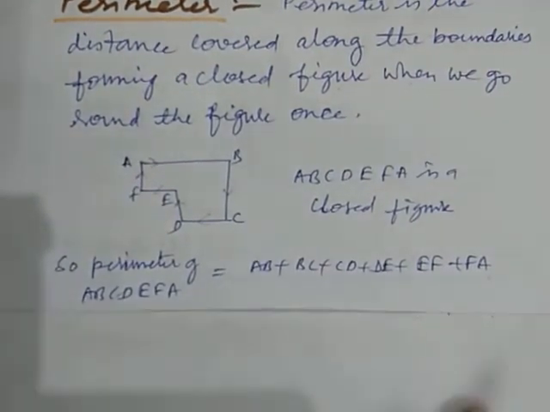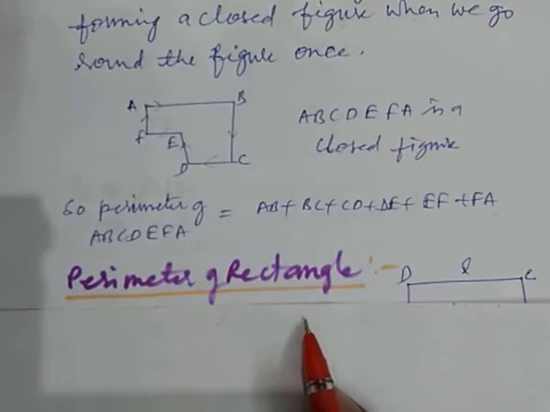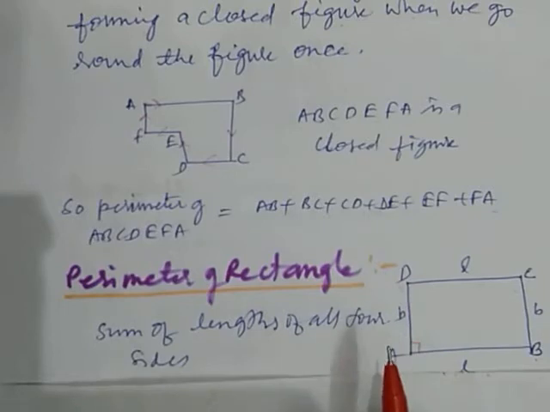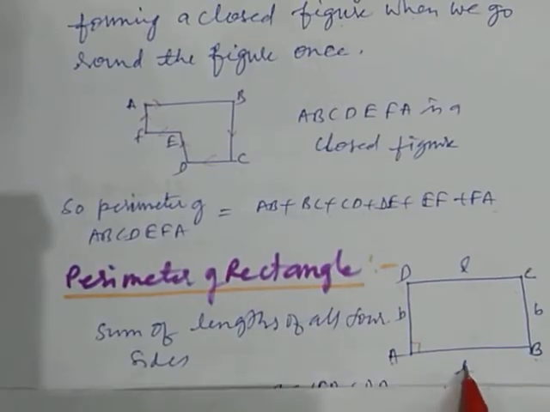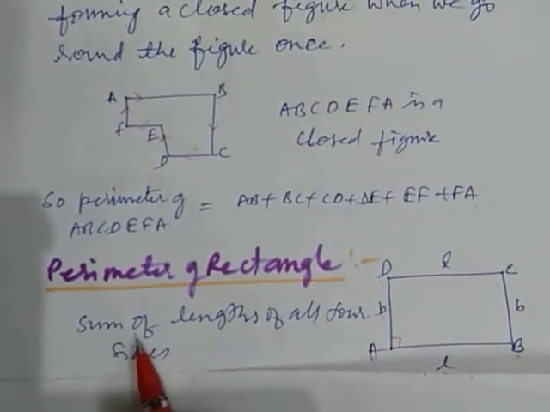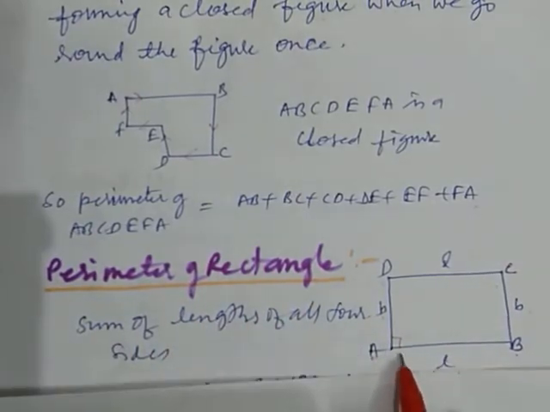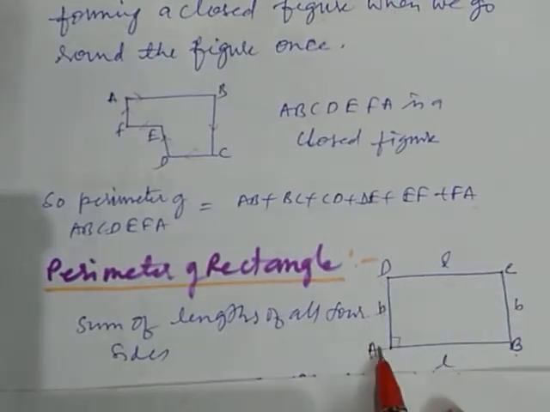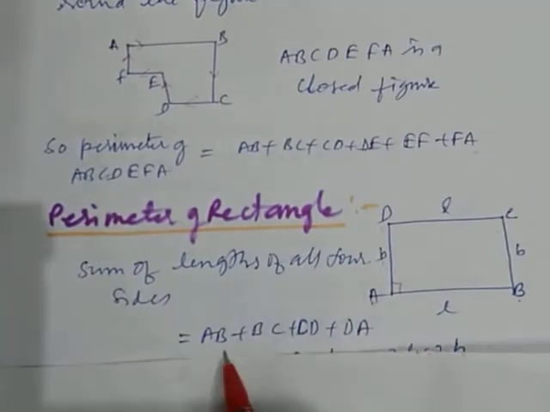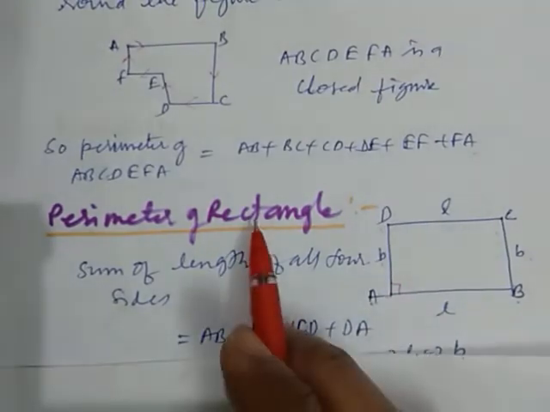Now we learn how to calculate the perimeter of a rectangle. This is a rectangle ABCD. This is the length of the rectangle and this is the breadth, and this is also length, this is the breadth. The perimeter of a rectangle is the sum of the lengths of all four sides. So AB plus BC plus CD plus DA is the perimeter of the rectangle.